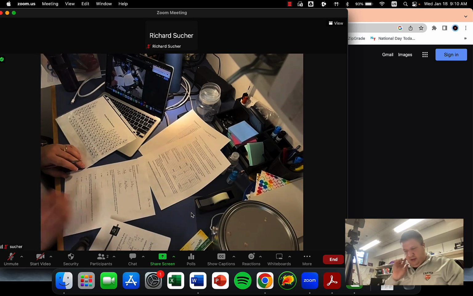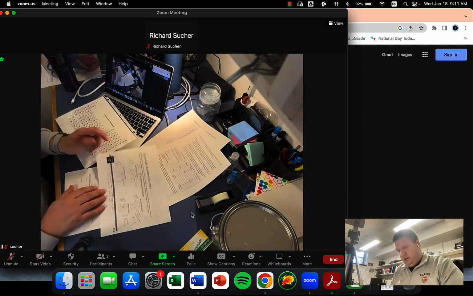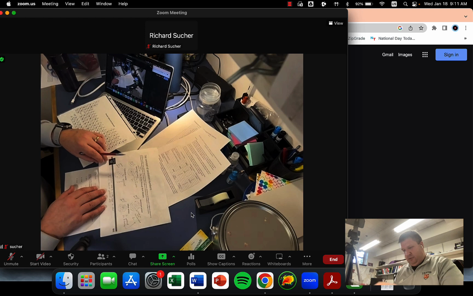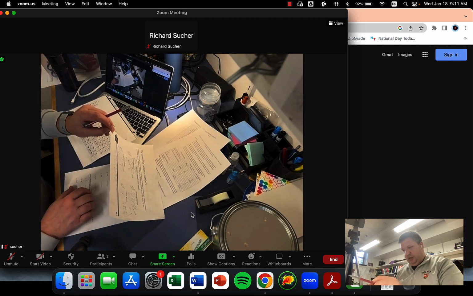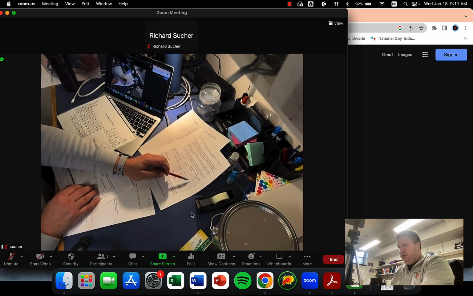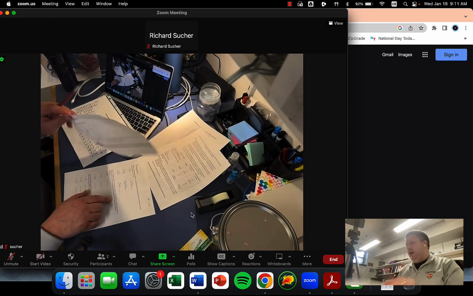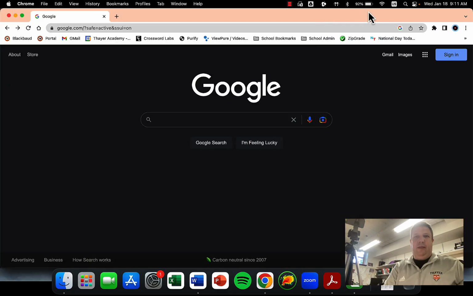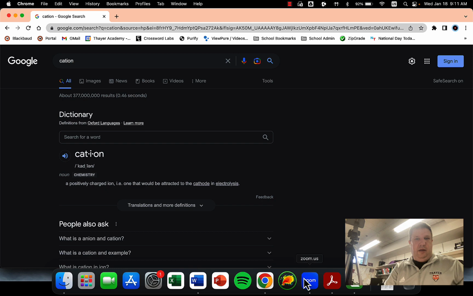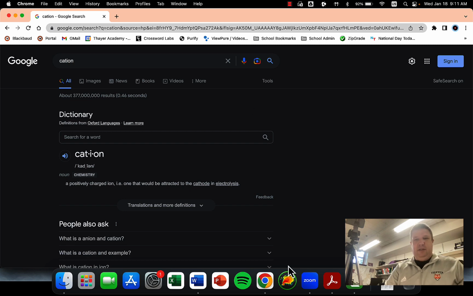Okay. Oxidation numbers of transition metals. Transition metals. Right, so that's oxidation numbers. Oxidation numbers are these things. So 1 plus, 2 plus, whatever. So transition metal cation. What is a cation again? Cation. Oh, positive. Cats are positive. That's right.